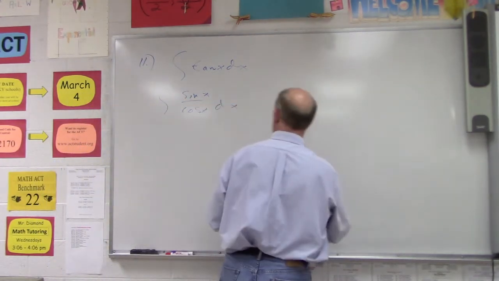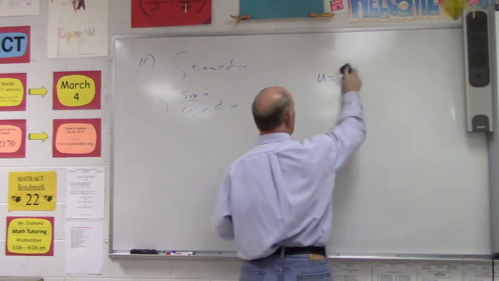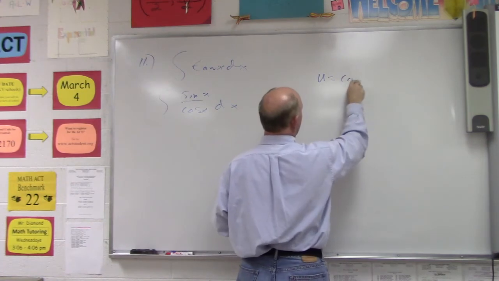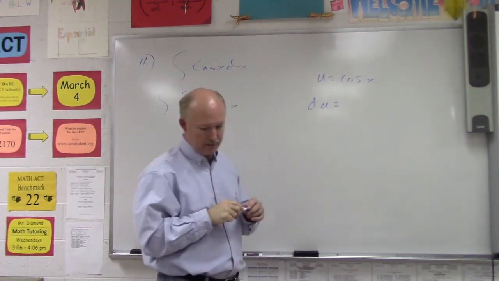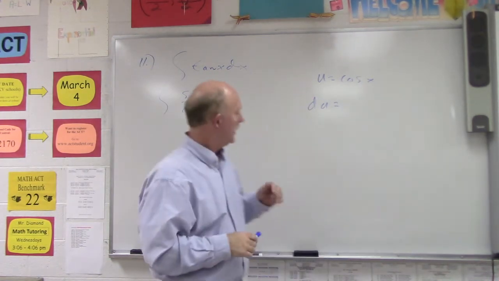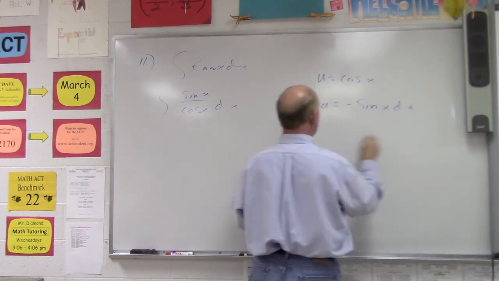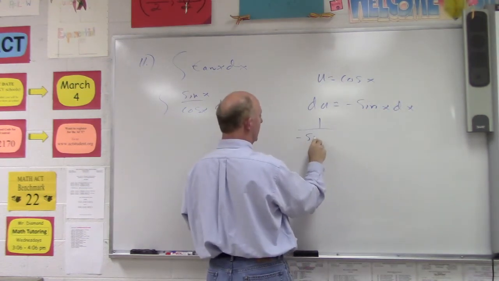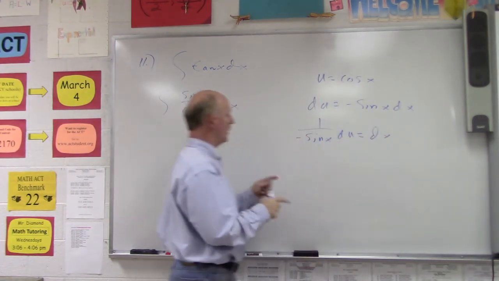So, for u substitution, I'm going to let u equal sine x. I'm sorry, not sine, but we'll do cosine x. We'll do the bottom of the denominator. So u equals cosine x. So we end up with du equals, now the derivative of cosine is negative sine, so it'll be negative sine x dx. And 1 over negative sine x du equals dx. So let's go make our substitution.